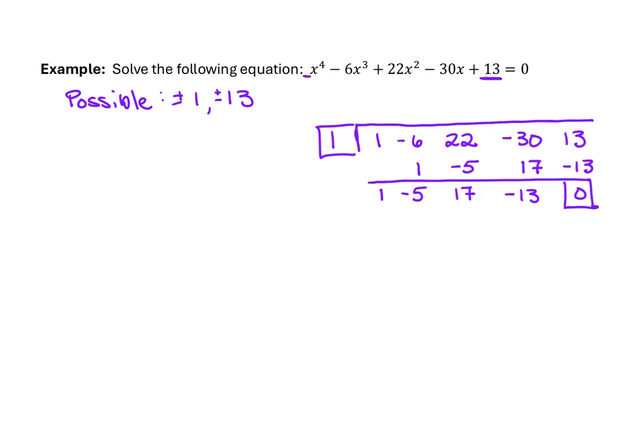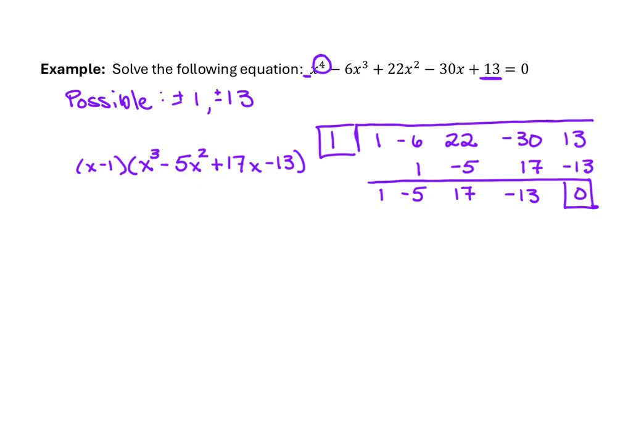Okay, so now let's go ahead and see where we are. Right now, I have a 0 of 1, which means I have a factor of x minus 1. Now if we take these as our coefficients, what we have here is x cubed, where we subtract 1 from our largest exponent, minus 5x squared plus 17x minus 13.